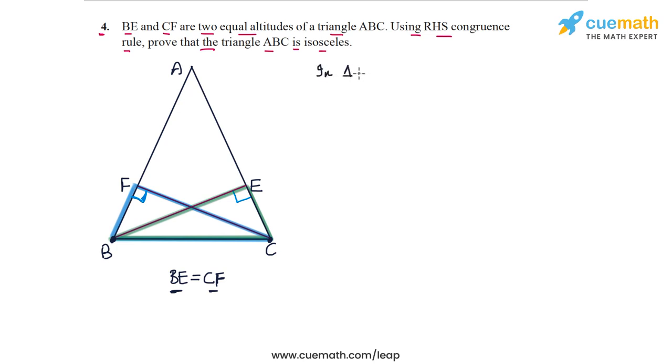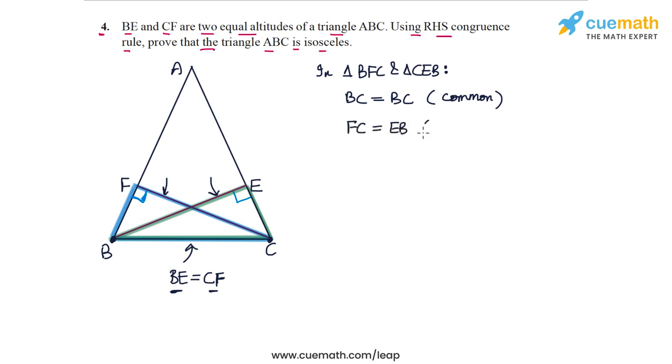So in triangle BFC and triangle CEB, the first thing we have is that BC is common to both the triangles. So BC is equal to BC because this side is common to both the triangles, this base here. Then in the first triangle BFC, we have this side FC equal to this side EB in the second triangle. So we have FC is equal to EB, and this is actually given to us. The two altitudes are equal.